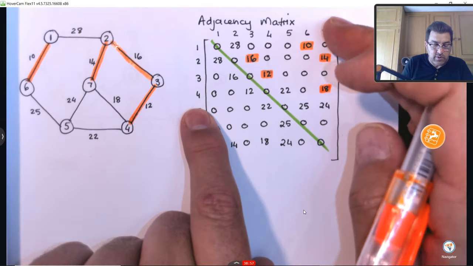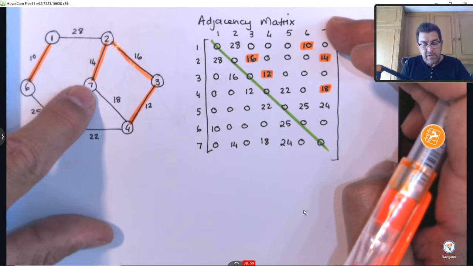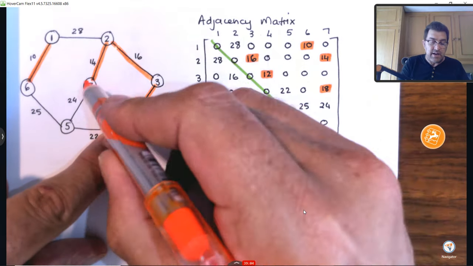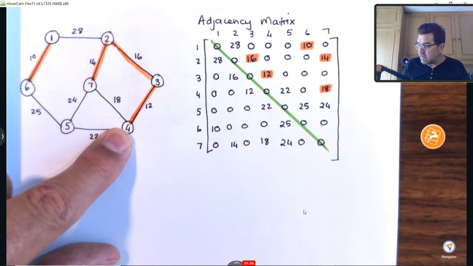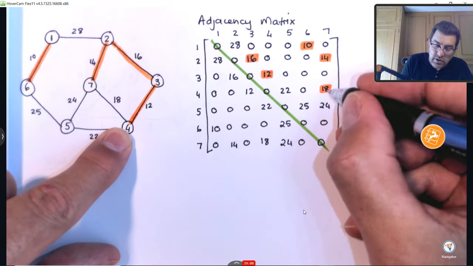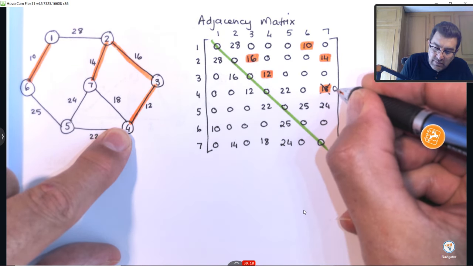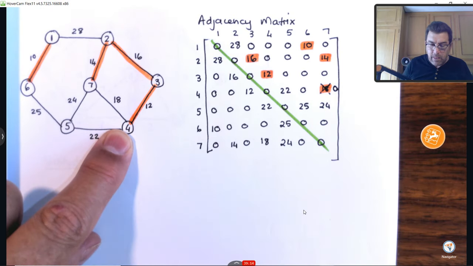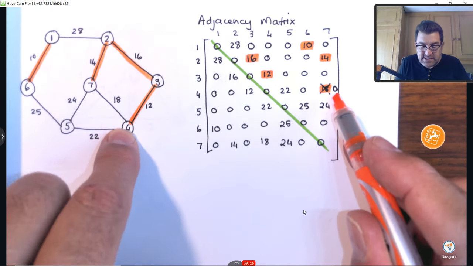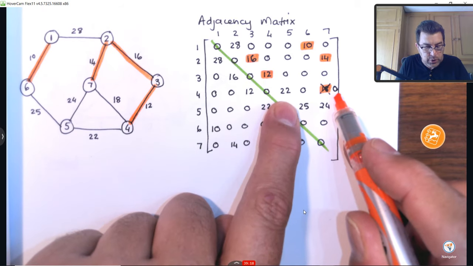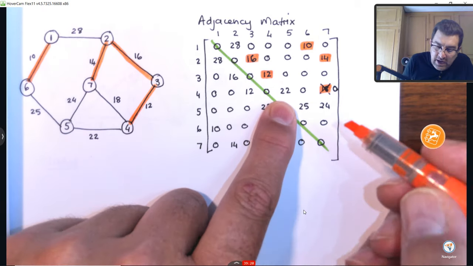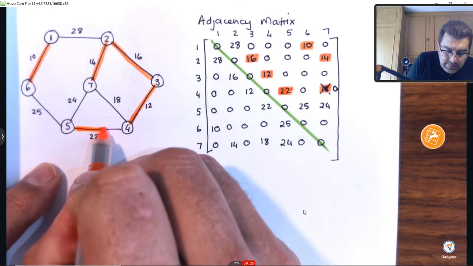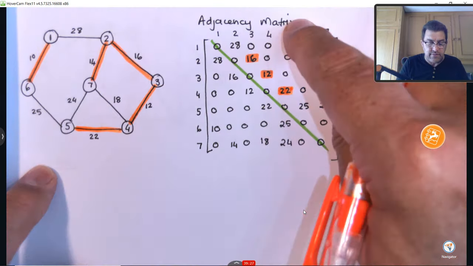It connects 4 and 7, but oopsie, if I connect 4 and 7 over there, then I have formed a cycle. So I'm not going to use that one. I record a zero there for the weights. The very next one after 18 is 22. Now, 22 I can use. If I choose 22, it lies between 4 and 5.